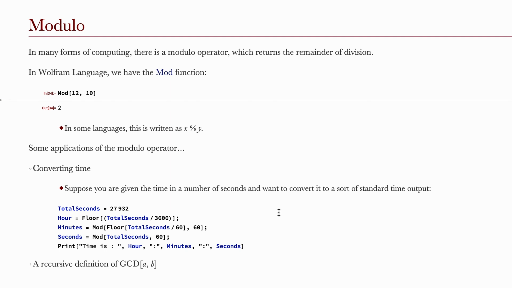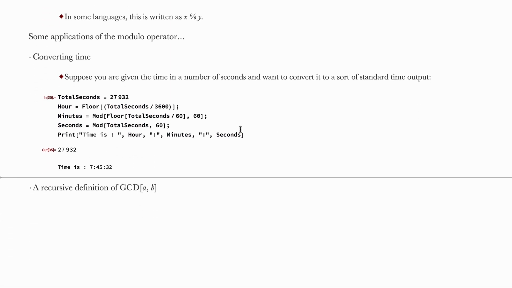That essentially gets you the remainder of the operation of getting the number of hours. For the remaining number of seconds, it's essentially the same thing. You take the total number of seconds, mod 60, which is essentially just giving yourself the remainder from that division for minutes. We can put this together as one chunk of code in the Wolfram language and see that if you're given 72,932 seconds, the time will come out to be 7 hours, 45 minutes, and 32 seconds.